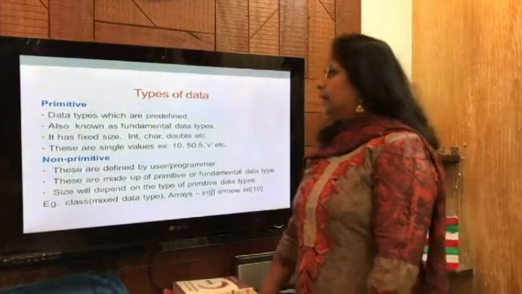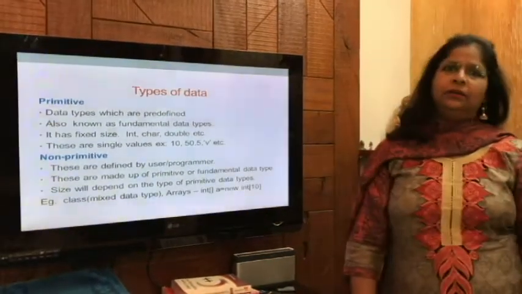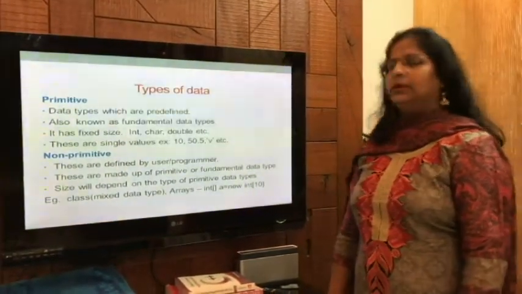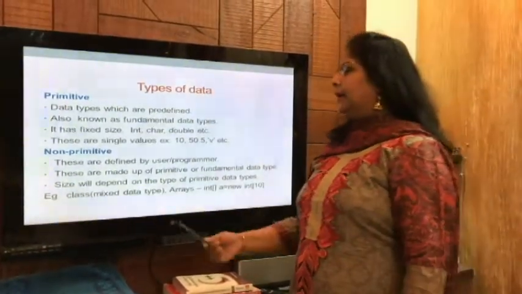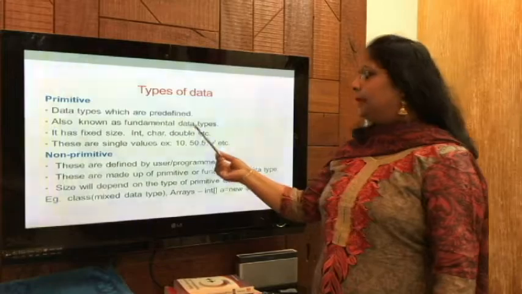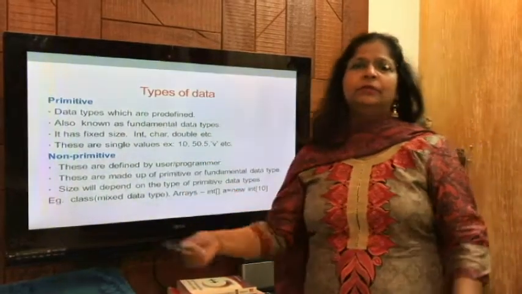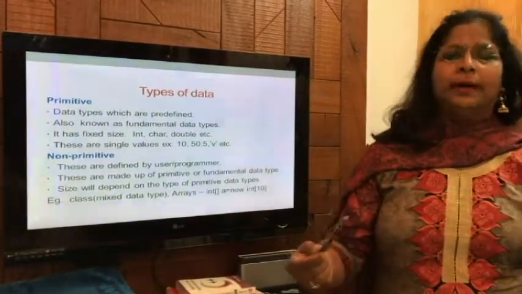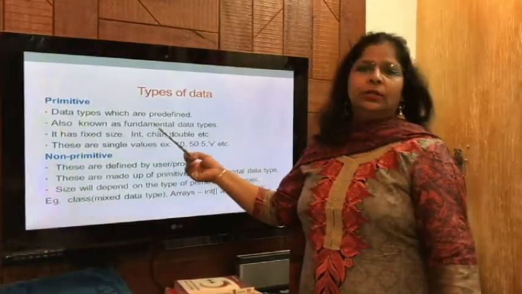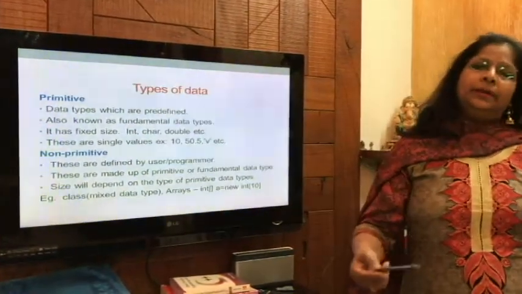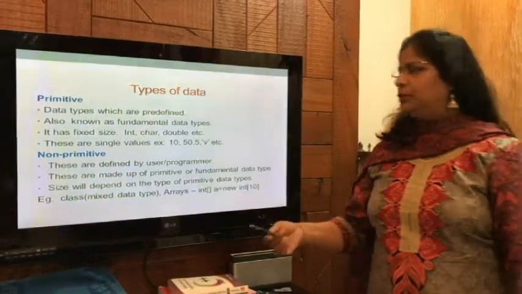Types of data. There are two types of data in Java language. One is primitive and the other one is non-primitive. The primitive data types are predefined. Predefined is something which is already defined in the compiler. Also known as fundamental data types. Based on these data types, we will be writing different kinds of Java programs.